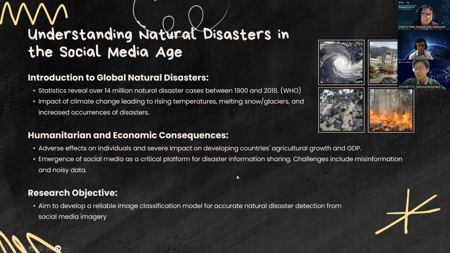Okay, nowadays we know that social media is a critical platform for information sharing, especially when a natural disaster is happening. Now imagine if this disaster news includes misinformation and noisy data, it can affect individuals and have a severe impact on developing countries' agricultural growth and GDP. Our research is about developing a reliable image classification model for natural disaster detection from social media imagery.